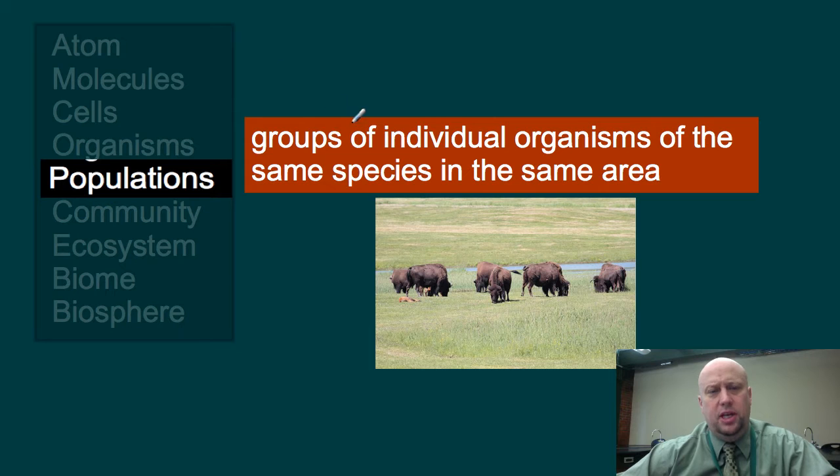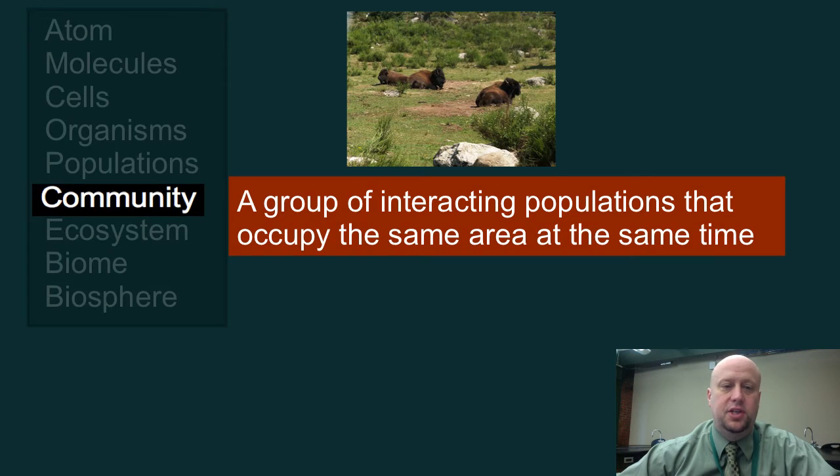So a population is basically a group of individual organisms of the same species in the same area. If we look at all these bison here, they make up a population in a given area. So we say, well, within this acre or whatever, we have so many bison. They are a given population. They have to be the same species to be in a population.